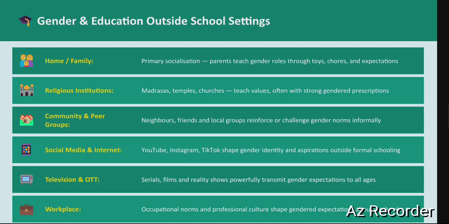Now, gender and education outside the school settings. So what is outside the school settings? School has some settings where things can be learned from your books and your teachers, everything. Outside: home, family, religious institutions, community and peer groups, social media, internet, television, OTT, workspace. When you are born, you learn at home, primarily. Then you go to the church, temple, whatever it is. Community, that is your neighbors, friends. Social media, YouTube, Instagram, TikTok, whatever it is. Television, serials, films, reality shows, then workspace. Everywhere you face this outside, apart from the schools.